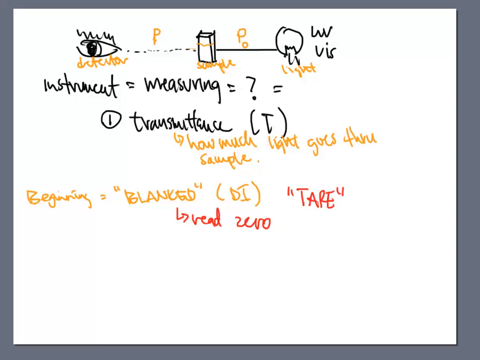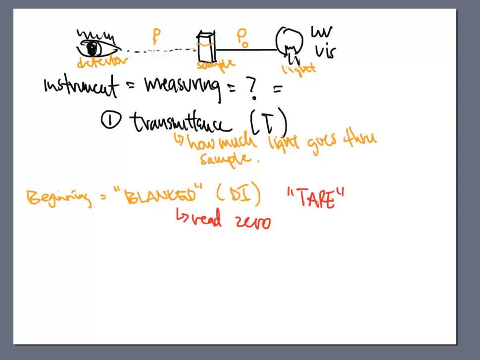So the light shines onto the sample. With the sample, a couple of things can happen. The molecule can interact with the light, or the light can bounce off. So depending on what's in there, a part of the original light comes through. And that part that comes through is measured, and that's what we call transmittance. How much light goes through the sample. If it's DI, almost all of the light will go through.